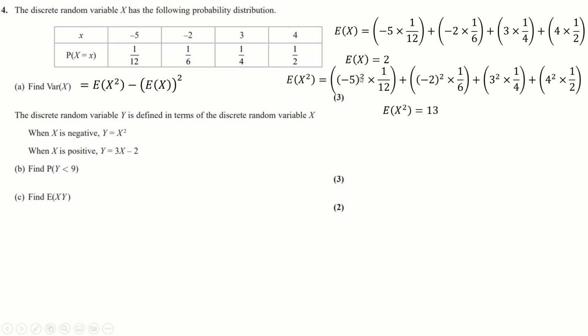Of course, when they square, that's kind of interesting. It becomes positives, which is why this number is much bigger. And then we just do this, take away this thing squared, and we get, I think, 9. Good. The discrete random variable is defined to be this.